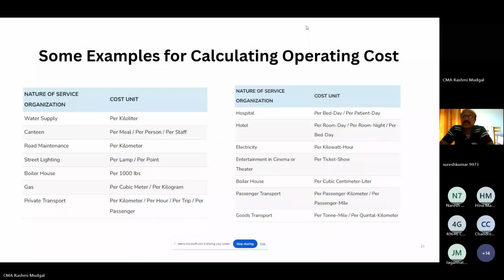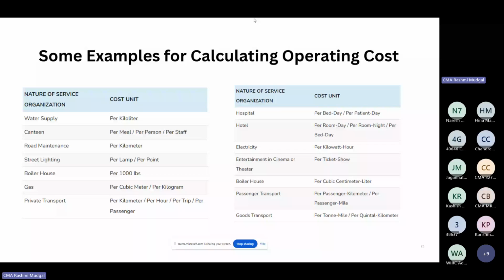Road maintenance also per kilometer. Street light per lamp or per point. Per lamp, how much cost it's taking for lighting up the street. Next is boiler house per 1000 lbs, for whatever electricity is going. Gas per cubic meter and per kilogram.